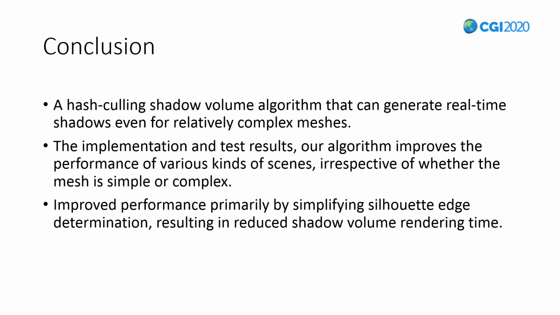We have three conclusions. The first, a hashcoding shadow volume algorithm that can generate real-time shadows, even for relatively complex meshes. The second, the implementation and the test results. Our algorithm improves performance irrespective of whether the mesh is simple or complex. Third, improved performance primarily by simplifying silhouette edge determination, resulting in reduced shadow volume rendering time.